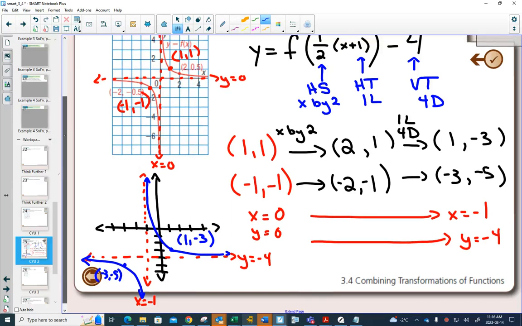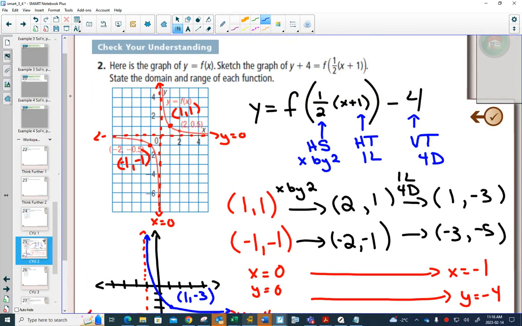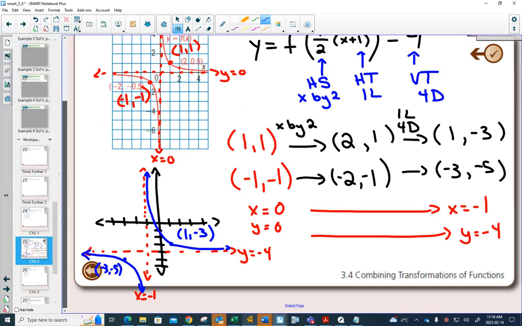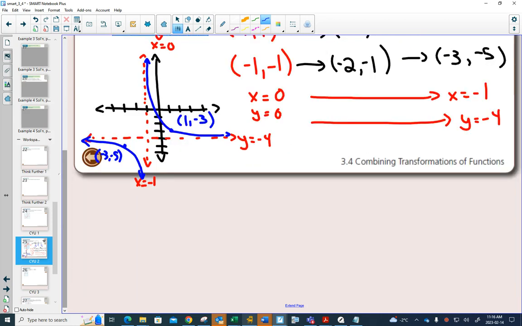I'm going to reread the question, make sure I didn't miss anything. Here's the graph, sketch the graph, I've done the sketch. Oh, state the domain and range of each function. So I need to do the domain and range of my original graph.